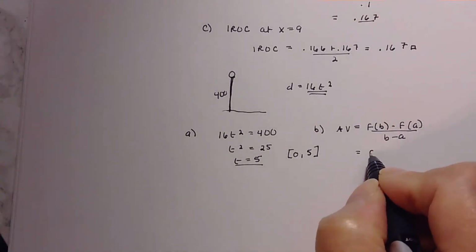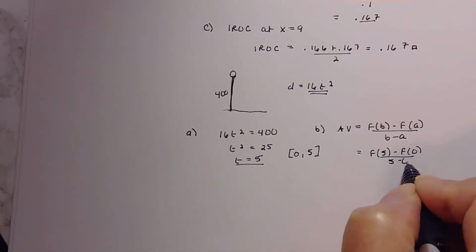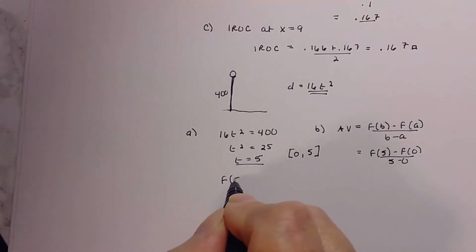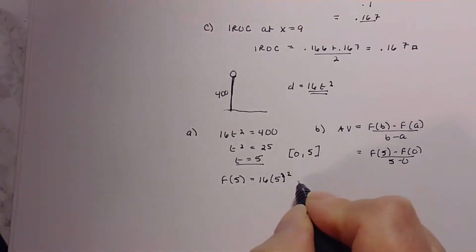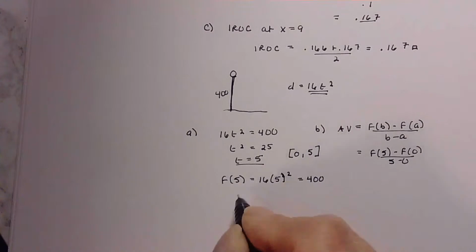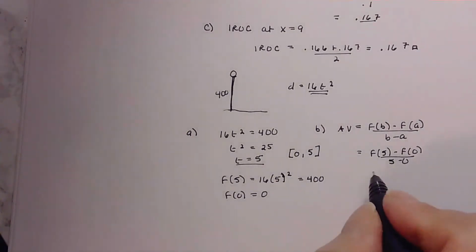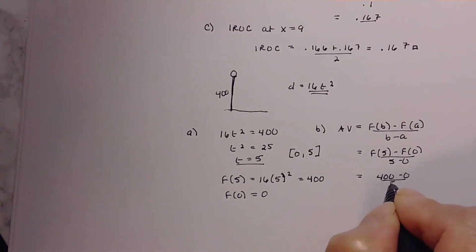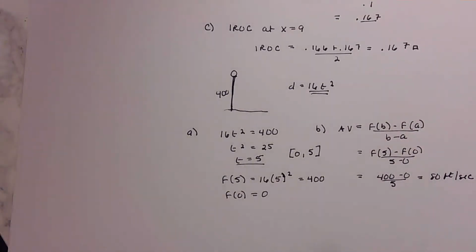So I'm looking for f of 5 minus f of 0 over 5 minus 0. Well, f of 5, I have to compute it, right? So over to the side, f of 5 is 16 times 5 squared, which is 400. And f of 0, well, that's just 0. So not too difficult to compute. So this is going to be 400 minus 0 over 5. And 400 divided by 5 is 80. And you want to include the units because we're talking about velocity.